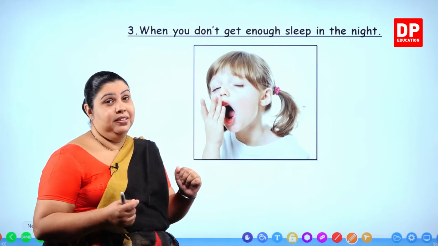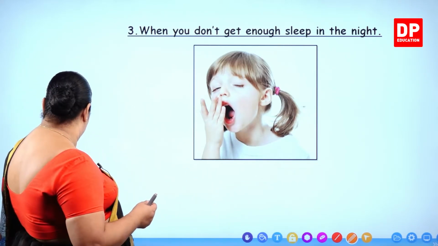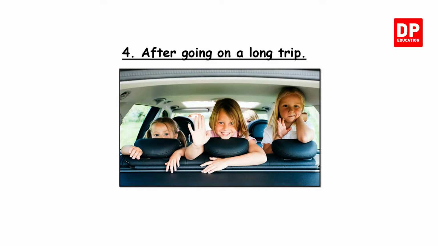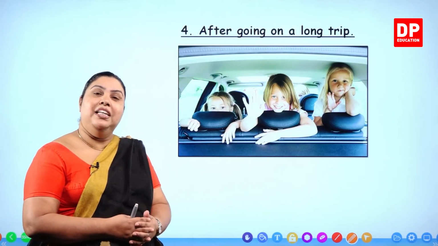Look at this one. She's feeling tired and she wants to sleep. After going on a long trip. Now we love to go on trips, but after going on a long trip, my little ones will feel tired.